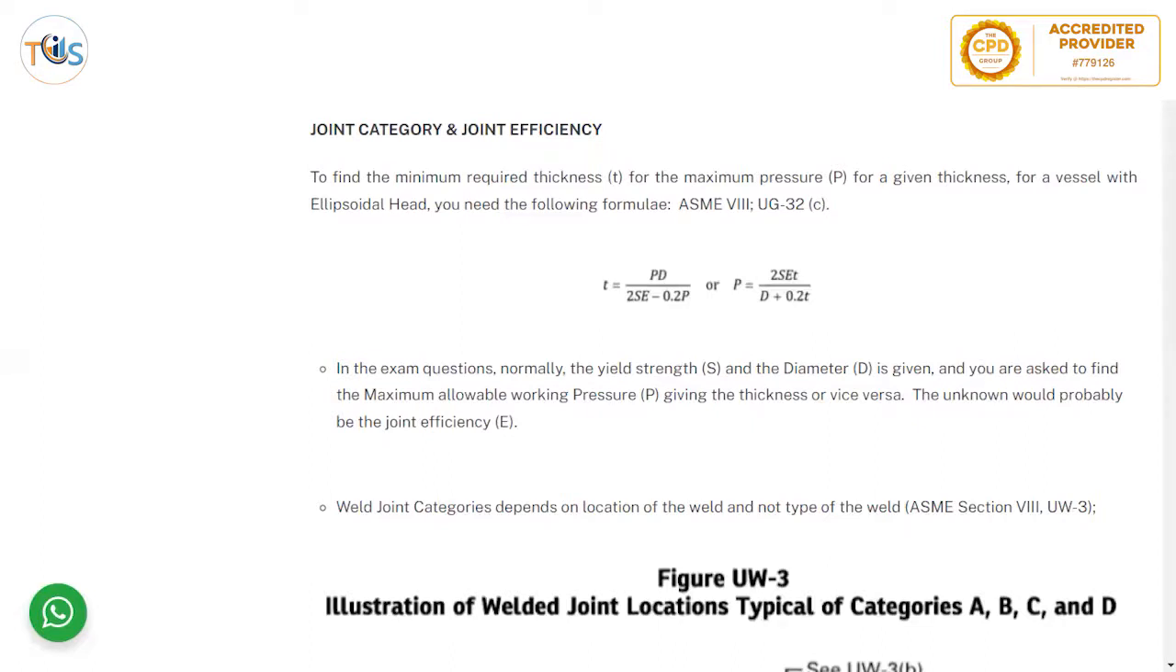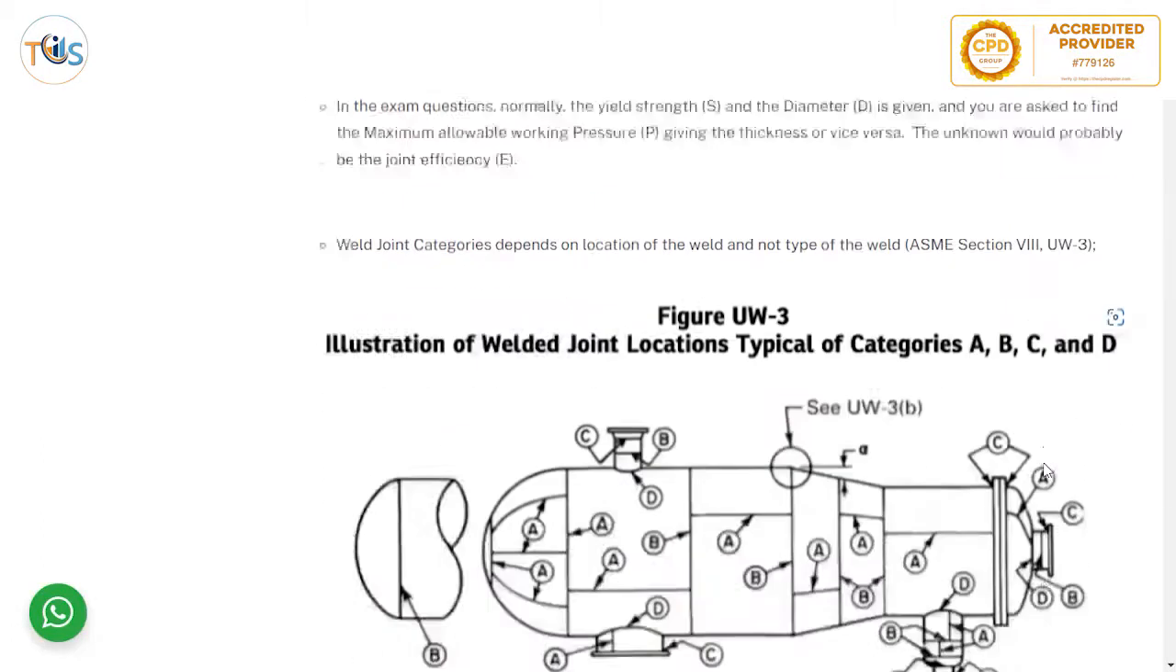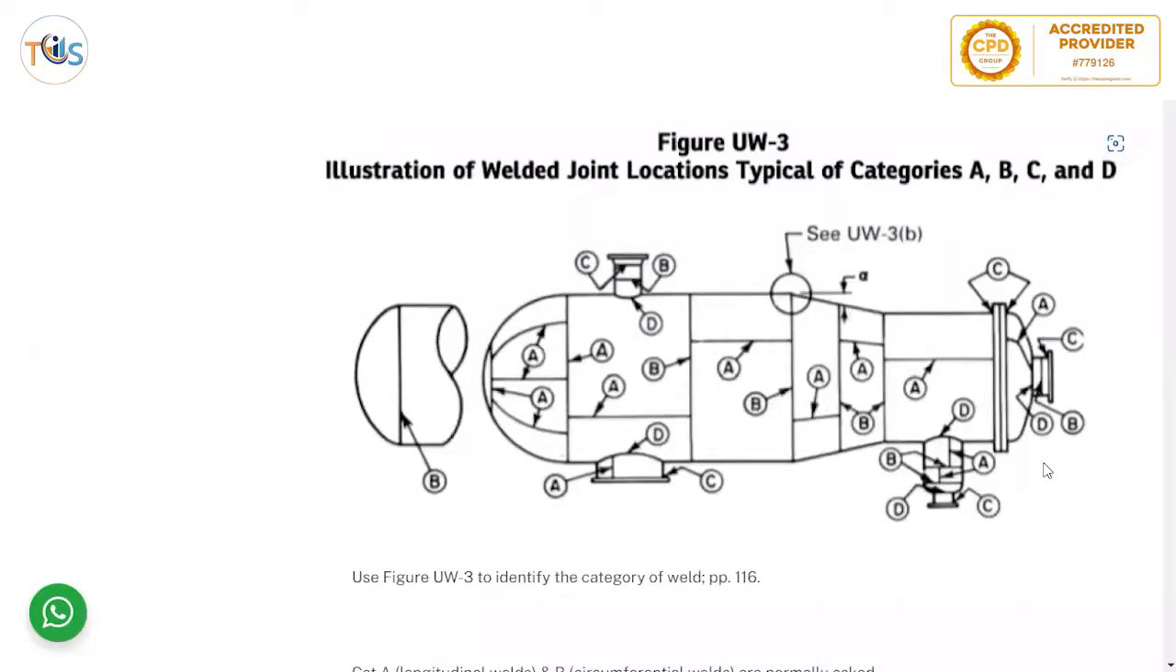Now, to find the joint efficiency, that depends on the location of the weld, not the type of the weld. So it doesn't matter whether it's a butt weld, a U type of weld, a single or double V weld, a fillet weld, or a lap weld. It depends on the location of the weld. For the location of the weld, you need to go to UW-3 that shows typical categories A, B, C and D. This is sufficient for the exam. Definitely a question will come from here.